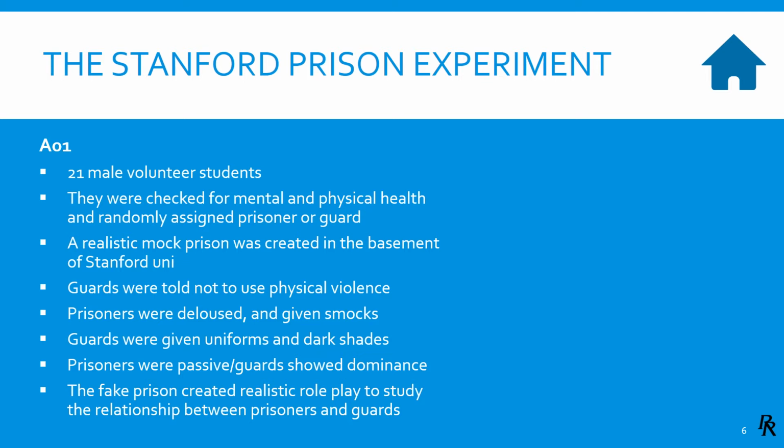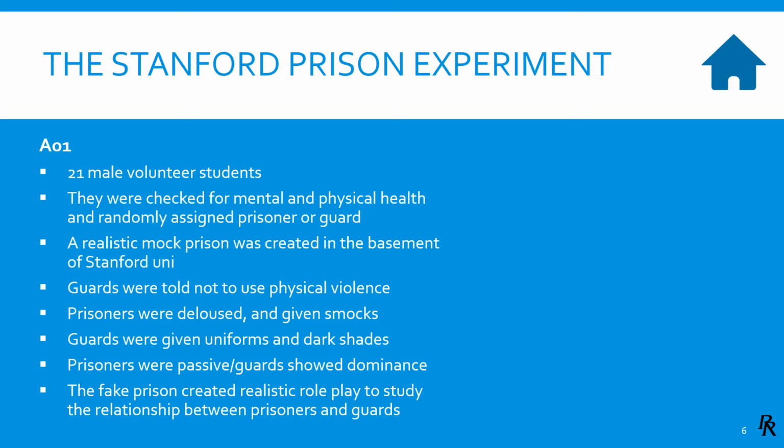Guards arrived first, set up the prison, and decided the rules. They were not allowed to use physical violence. They all worked shifts and went home in between. The prisoners were arrested by real police, taken to the station where they were fingerprinted, and then taken blindfolded to the mock prison. They were randomly allocated to the cells and they were all strangers.